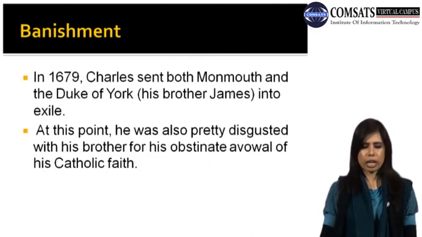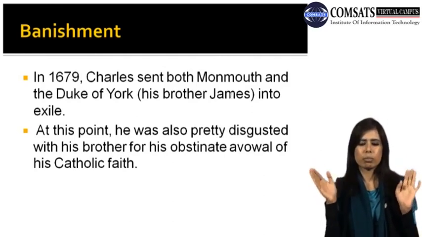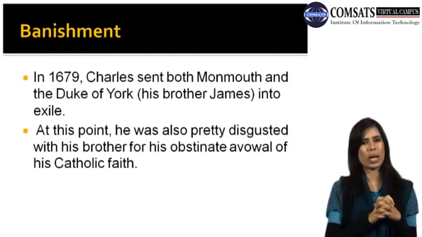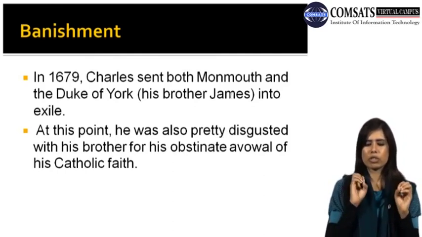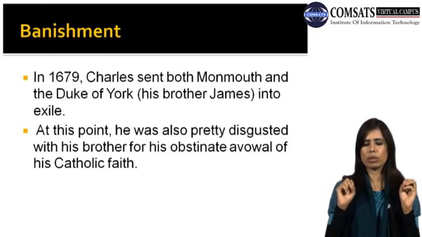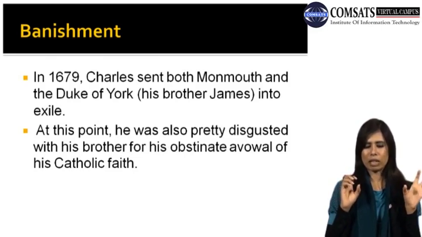Banishment: in 1679, Charles sent both Monmouth and the Duke of York, his brother James, into exile. At this point, he was also pretty disgusted with his brother for his obstinate avowal of his Catholic faith. Charles was having the Catholic religion, so he sent his brother James, the Duke of York, and Monmouth into exile. Why? Because of not following the Catholic faith.